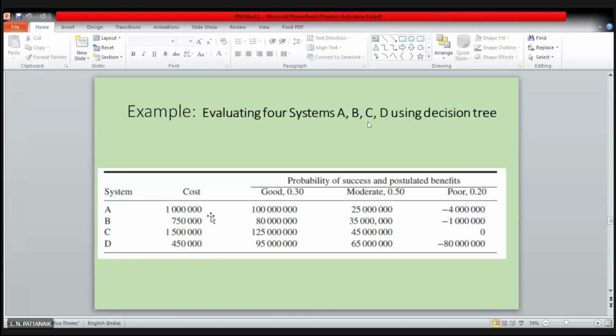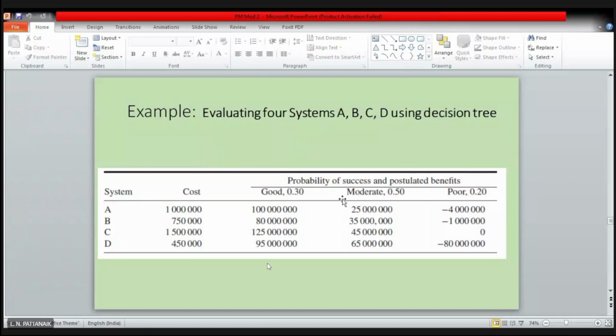And for each system, there is some data given: probability of success and postulated benefits, right? So these figures are actually the kind of benefits that you will get out of the system, and the probability of that happening is also given here. Suppose you are adopting system A. So the probability that it will behave in a good manner is 0.3, and the corresponding benefit is this big figure, 1 with 8 zeros.